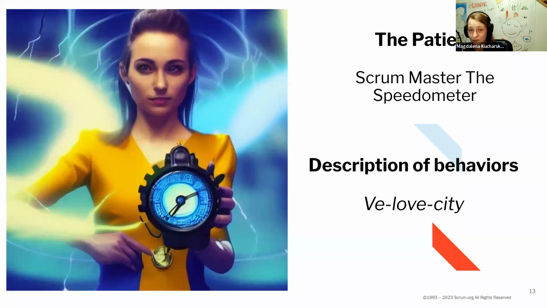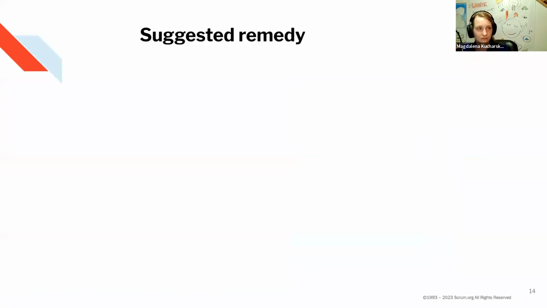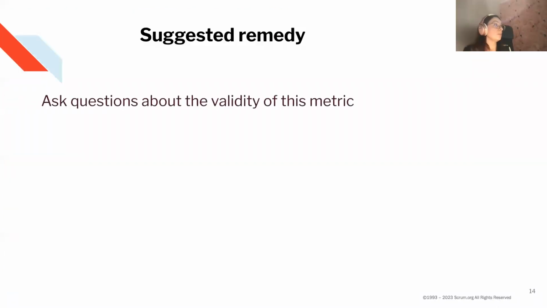And somebody told our Scrum Master that velocity needs to rise. Every sprint, it needs to be better until the end of time when it reaches the number that you cannot even pronounce. So our Scrum Master comes with the "we love velocity" kind of stance. So how to work with the Scrum Master that tells us all the time we need to have a better velocity? Suggested remedies: ask questions about the validity of that.